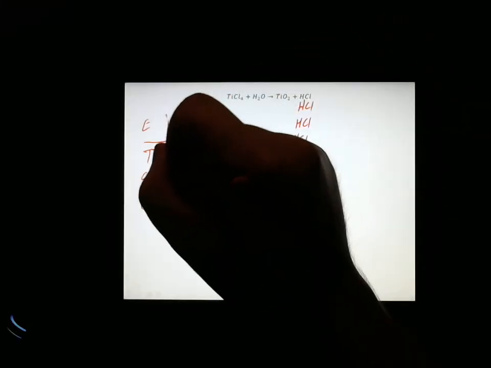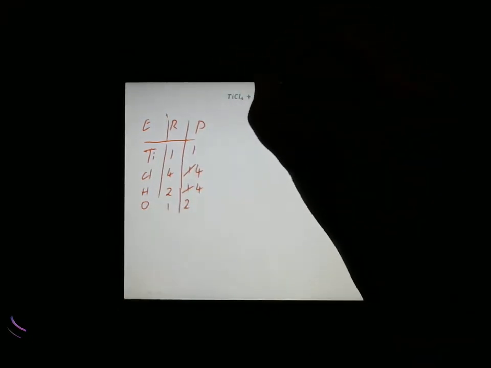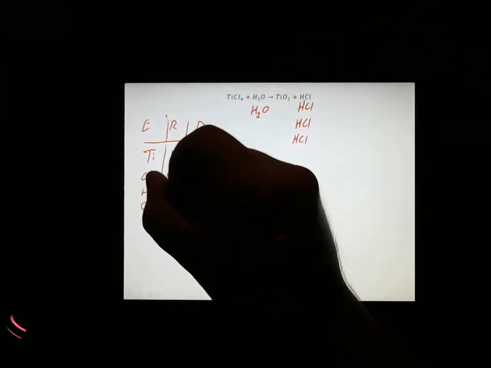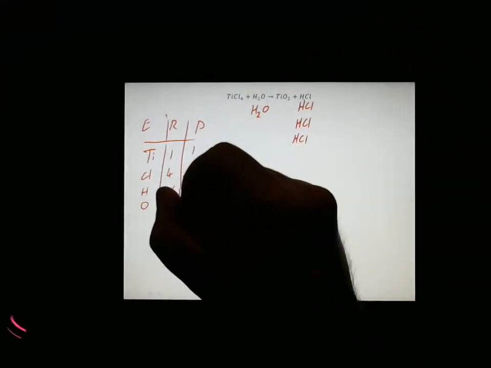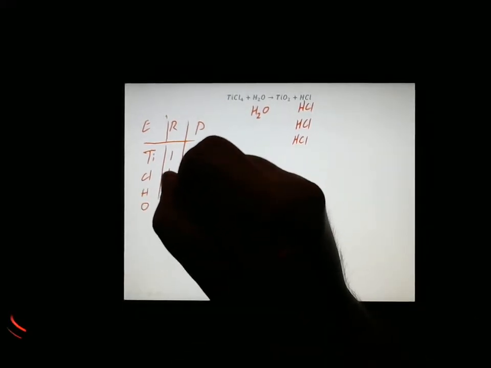So what do we need? We've got H2Os, and we've only got 2, we need to get 4, so we're going to need another multiple of 2. And if we recount now, we've got 4 hydrogens, so that's good, and we've got 2 oxygens. Okay, we're finished.